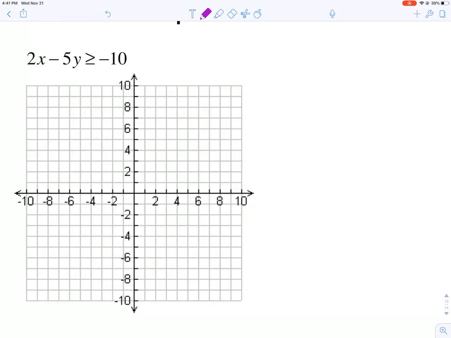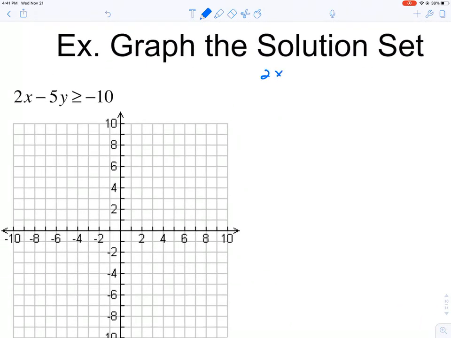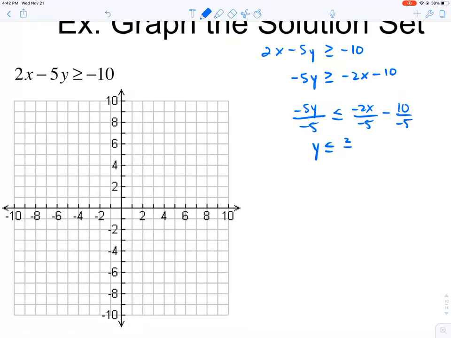Okay, in this next inequality, we need to first get y by itself on one side of the inequality. So subtracting 2x from each side, and then dividing by -5. And remember that when we divide by a negative, we need to switch the direction of the inequality. So we get y is less than or equal to 2/5 x plus 2.